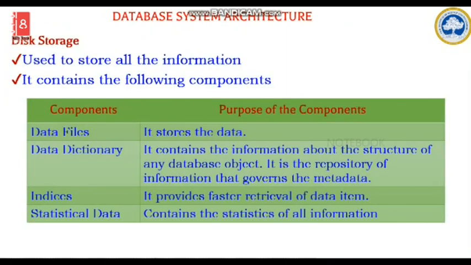Then we come to the disk storage, which is used to store all the information. It contains data files, data dictionary, indices, and statistical data. Data files are the data which is stored in the database, and the data dictionary contains the information about the structure of any database object. It is the repository which stores the information and governs the metadata. Indices provide faster retrieval of data items, as we saw previously. Statistical data contains the statistics of all the information.